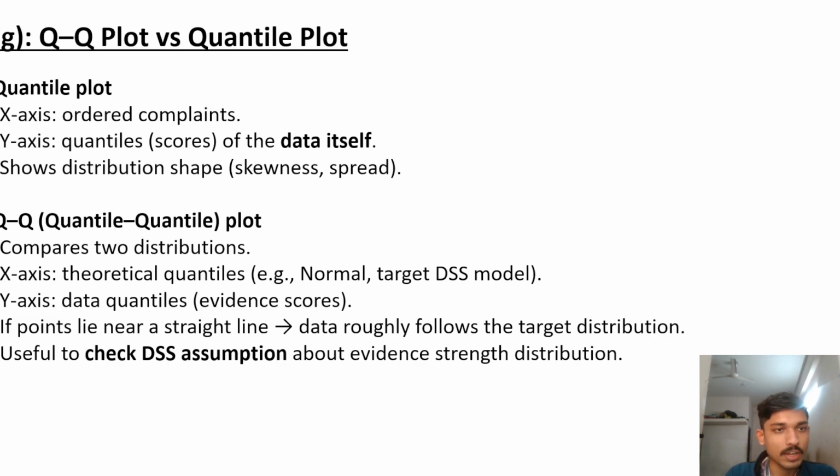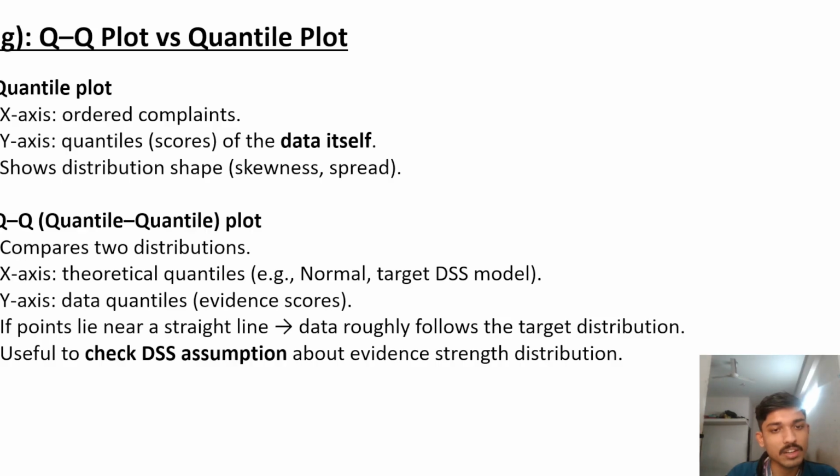So what is a quantile plot? We will first see: the x-axis is ordered values, the y-axis is quantile scores of the data itself. The quantile plot shows distribution shape, skewness, and spread, and the quantile-quantile plot compares two distributions.